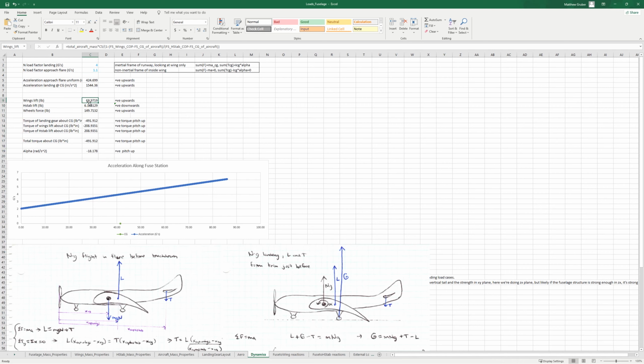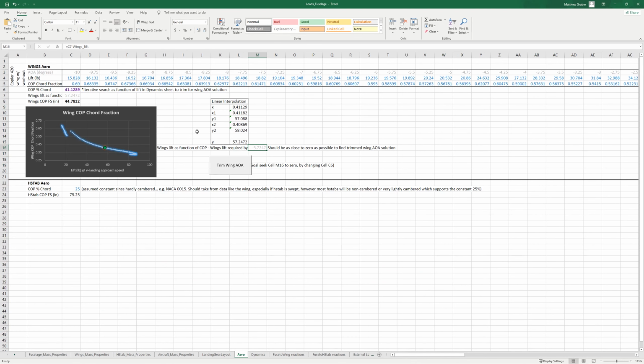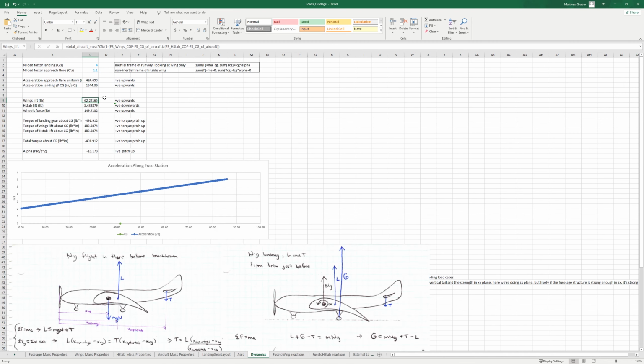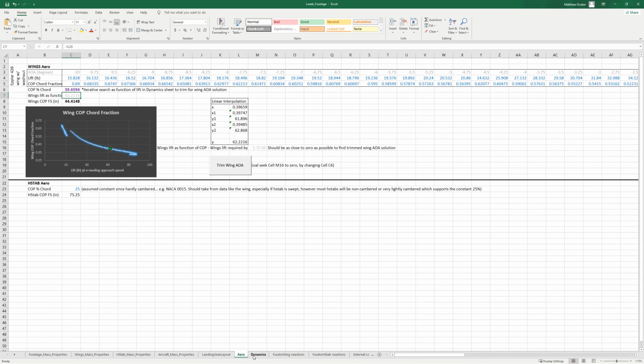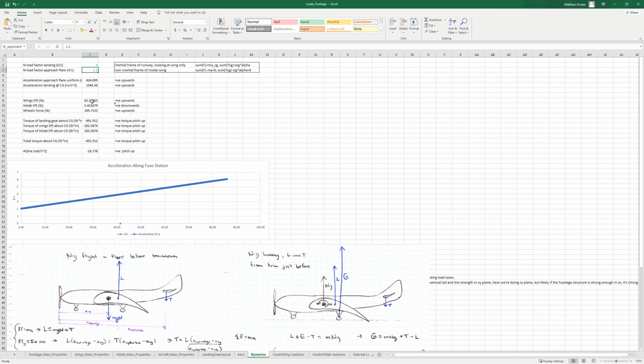I remember this is saying 62.97, but as we move the center of pressure while changing the wing, that HStab is going to require a different amount because of the torques balancing each other. So we'll let it do its thing. So it moved to 62.2 pounds now. So a bit different. And this is balanced now at 1.1 Gs.